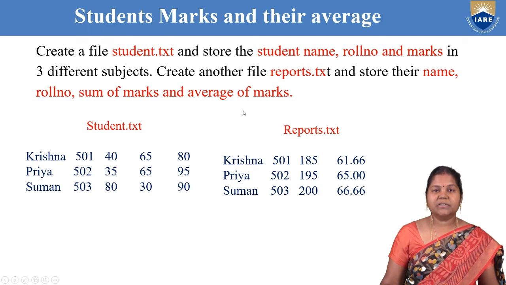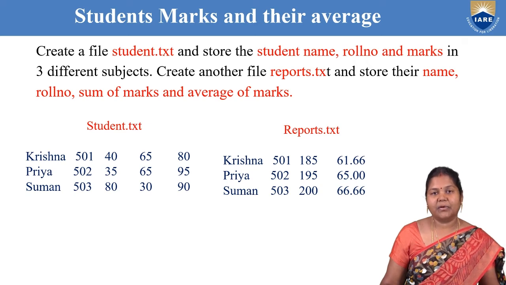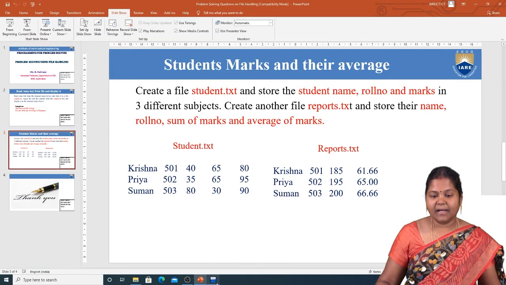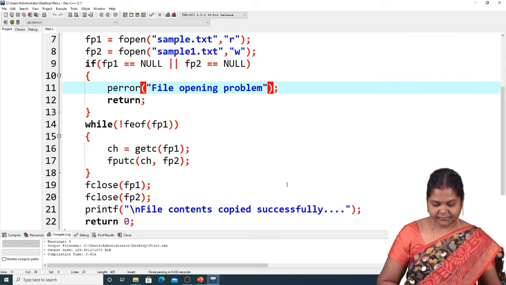So how to do this program to find the sum and average of marks? So we will write down this program in 2 different files. So first we will create the student.txt file and then we will write down report.txt program where we will read the content from student.txt and we will find out the sum and average. So let us move on to our Dev C++ editor and start writing the program.